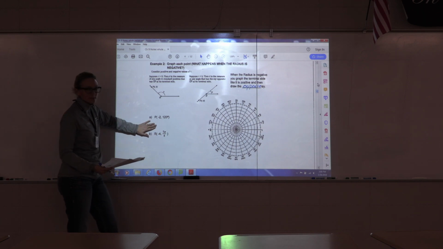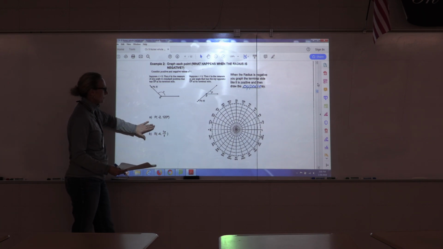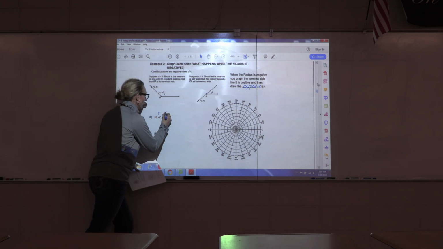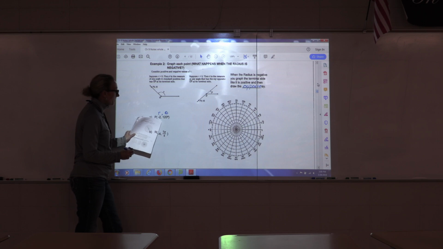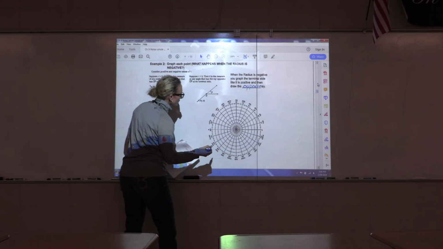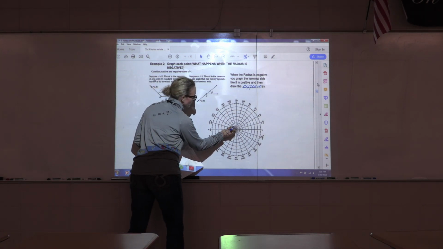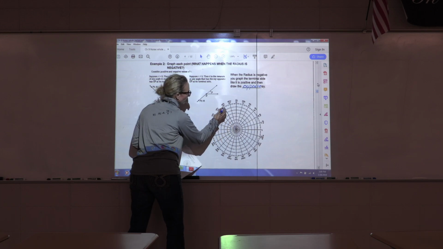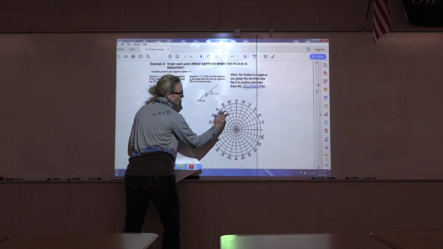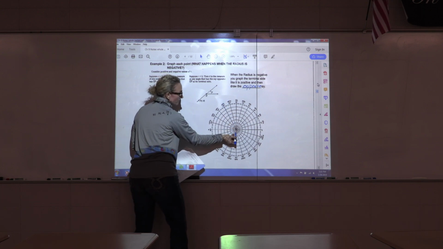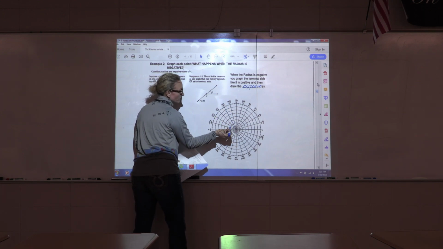Okay, so let's just practice that. It's just easier if we do an example. So here's the radius of -2, r theta. You always do the theta first. So find your terminal side of 120 degrees. So here's the terminal side of 120 degrees, positive 120.